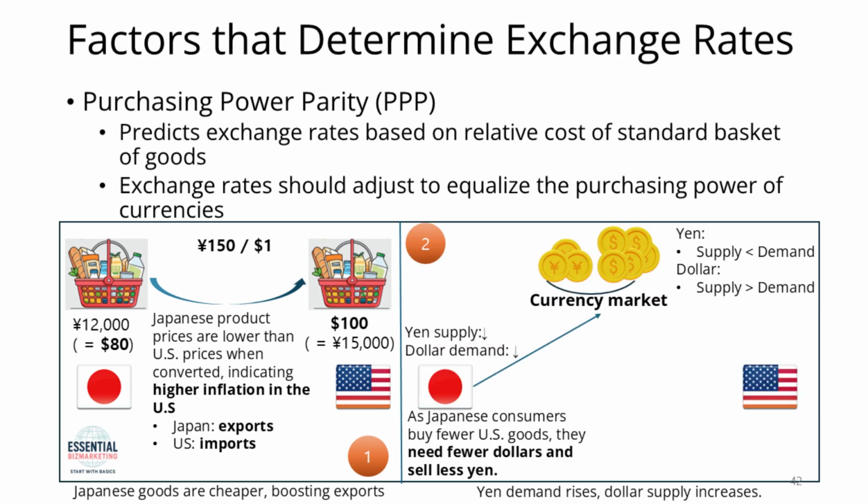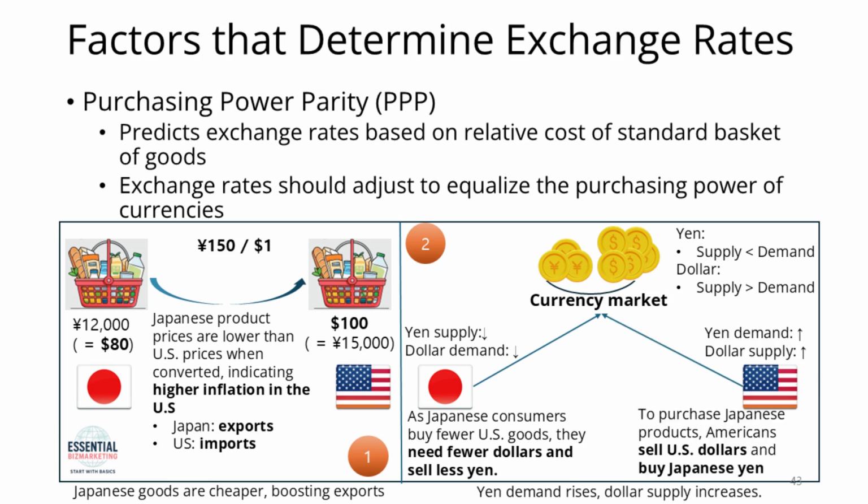Let's focus on the Japanese side of the market shift. As Japanese consumers buy fewer US goods, they need fewer dollars and sell less yen. This decreases the supply of yen in the currency market. Now let's examine how US consumers respond. To buy cheaper Japanese goods, Americans sell dollars and purchase yen. This increases yen demand and adds more dollars to the currency market.